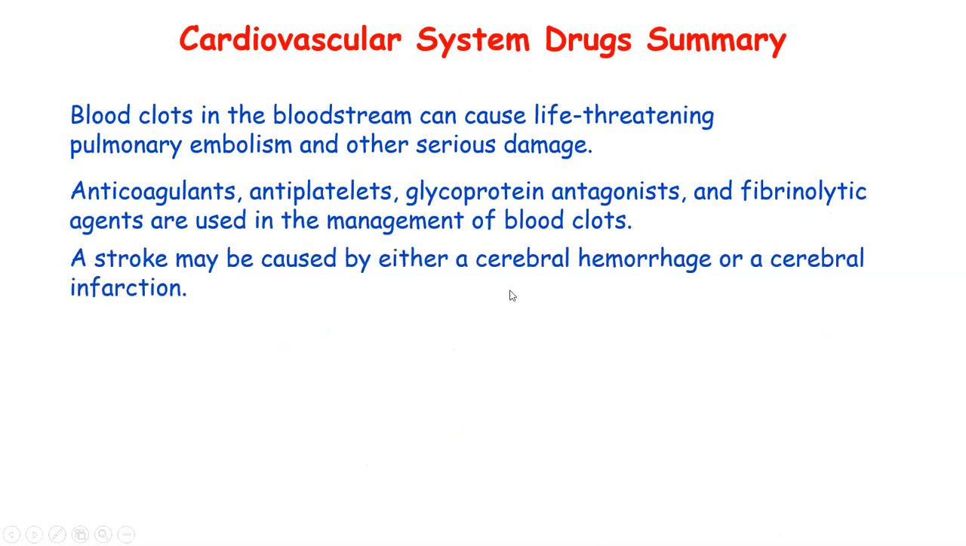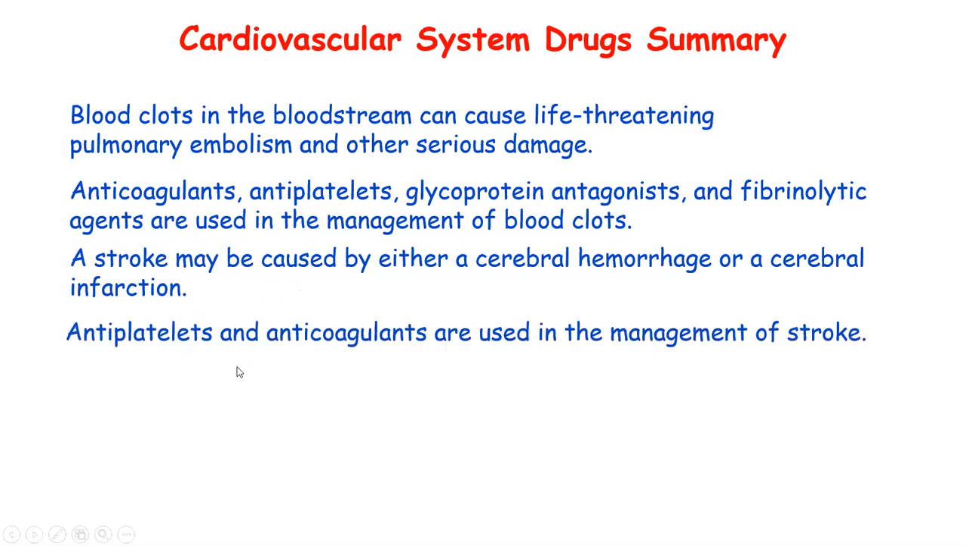A stroke can be caused by cerebral hemorrhage. That's whenever you have a blood vessel that bursts. It can be a teeny, tiny blood vessel in the brain, or a cerebral infarction, just like a myocardial infarction. This is just if there's a part of the brain that's not getting enough oxygen, it leads to an infarction, which leads to the necrosis or ischemia or death. Antiplatelets and anticoagulants are used to manage stroke.